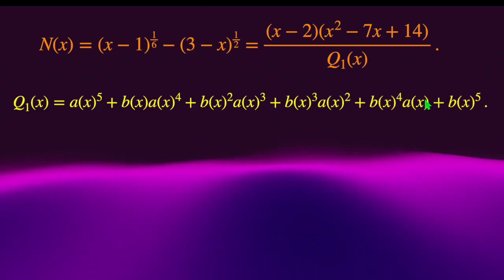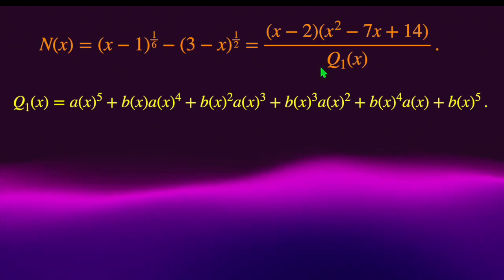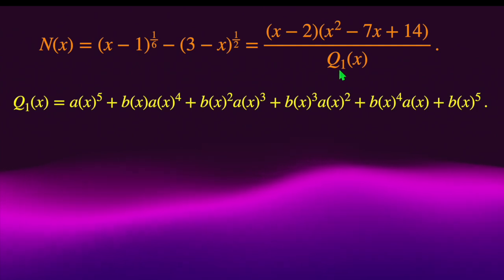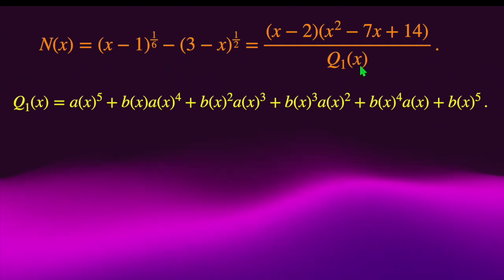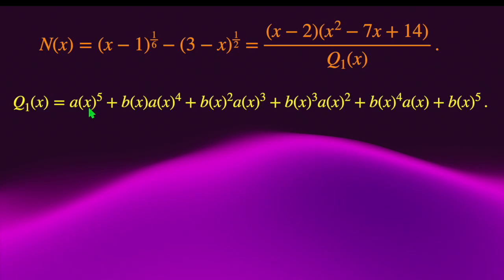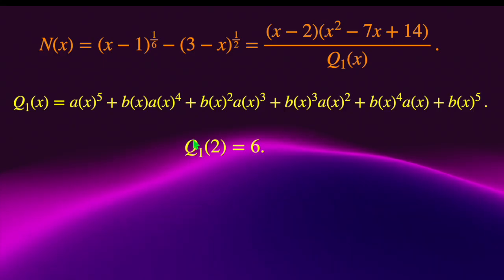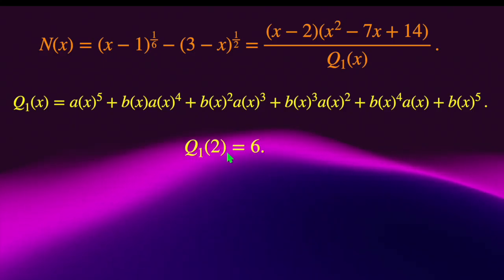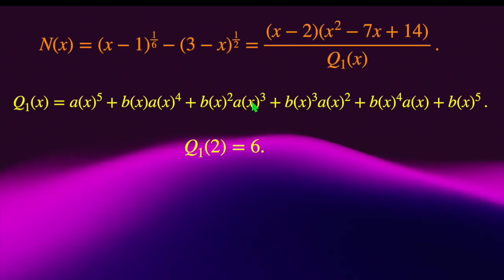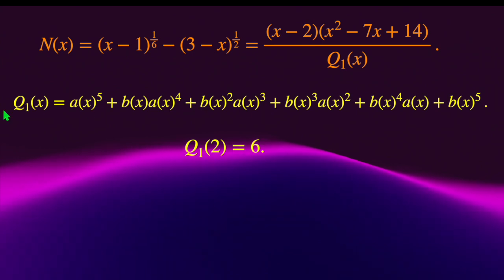Where q1(x) is this quantity, we don't need to compute it explicitly, because what we need is just to compute q1(2), because when we take the limit we will use q1(2). Because a(2) is equal to 1 and b(2) is equal to 1, q1(2) is equal to 6. With this information we don't need to have this polynomial explicitly.